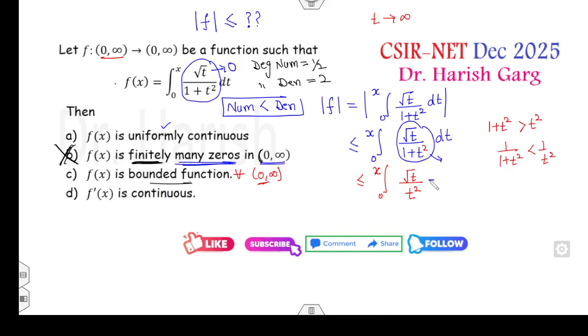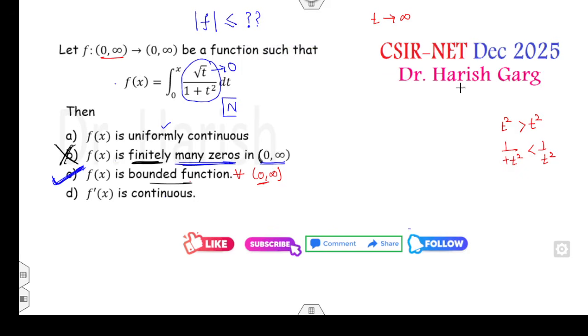Otherwise you can see from here, it will be 3/2 and it goes to 0 as t approaches infinity. Fine. So this means the modulus is less than a finite value. Therefore, yes, this function is bounded. Clear? Now you have to check whether f is bounded, f is uniformly continuous and f dash is continuous.